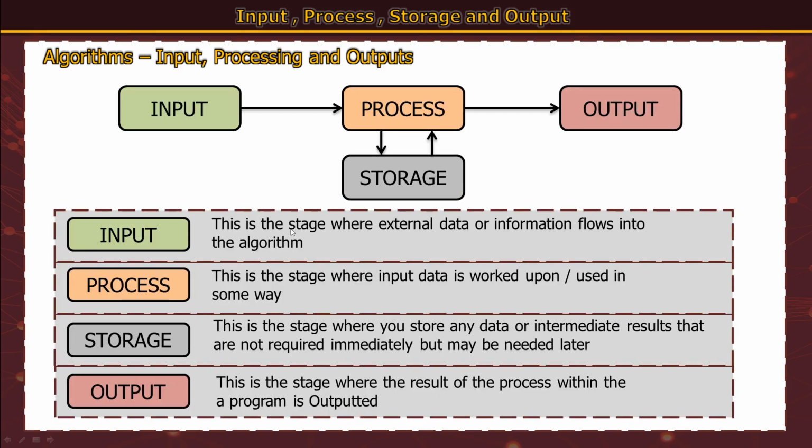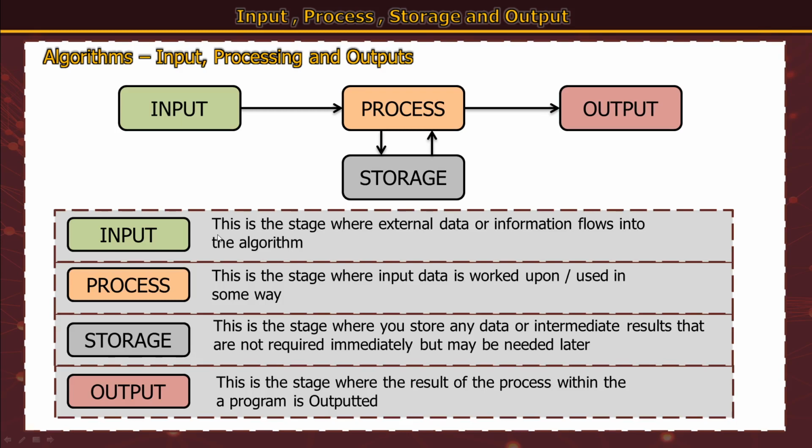Moving forward, building on that, the first model I showed you was input, process, output, often known as IPO. This one is input, process, storage, output. So the storage goes there. So how does that work then?